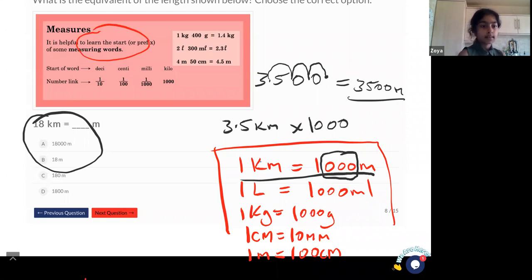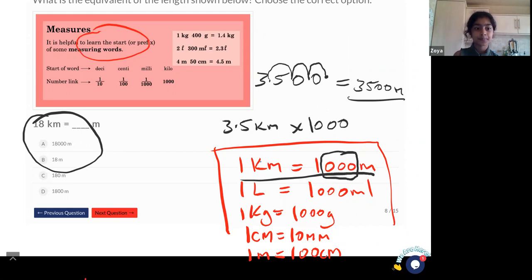Okay, and the last one, Zoya. So 18 kilometers. How many meters are there in 1 kilometer? 1,000. Well done. So if you convert 18 kilometers into meters, what would that give us? Would it be 1,800? So how many meters in 1 kilometer? 1,000. Good. So if you have 18 kilometers, so 18 multiplied by 1,000.